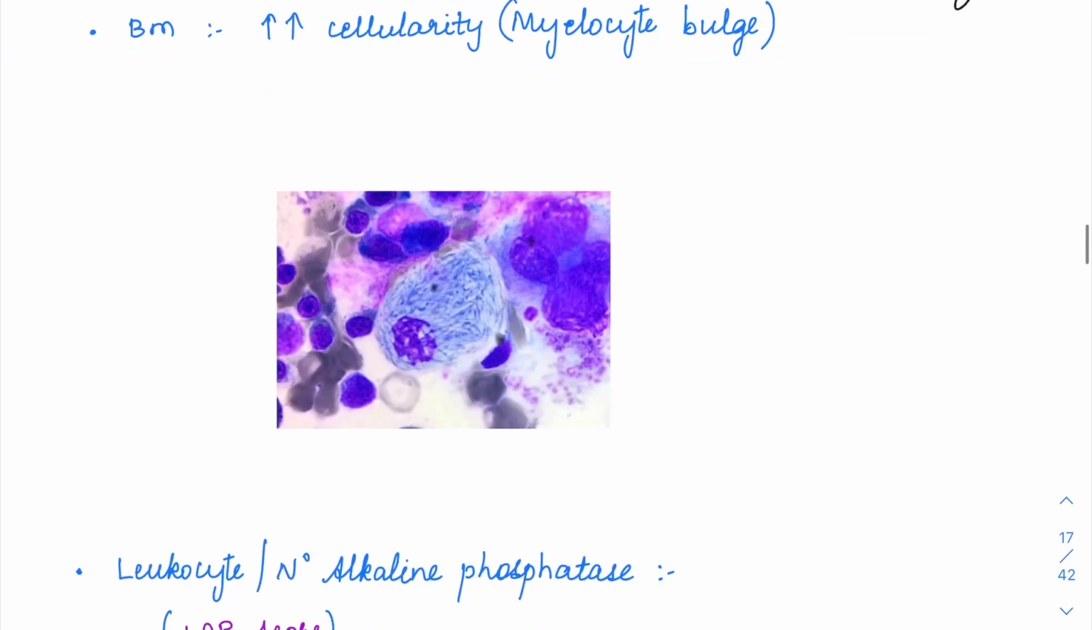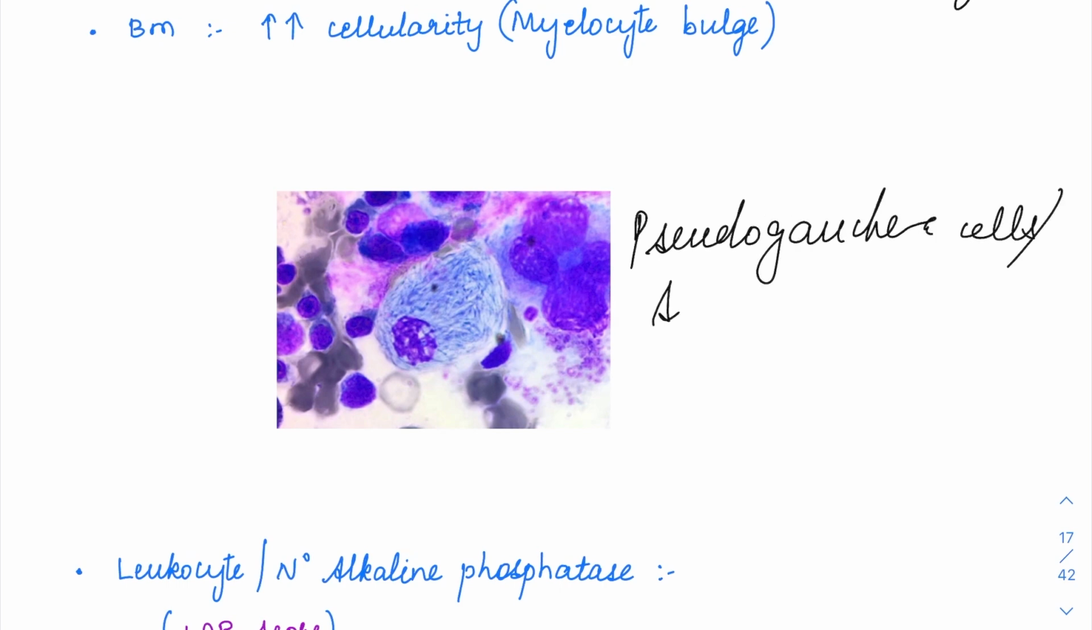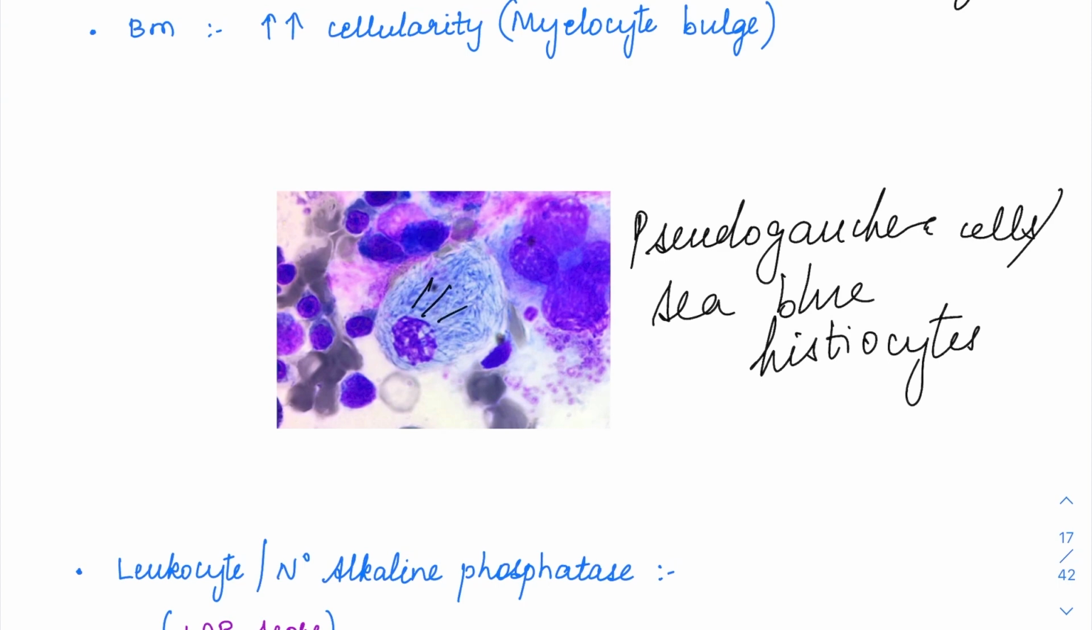with the myelocyte bulge over here. Apart from that, this kind of cell, which is called the pseudo-Gaucher cell. So in genetics, we were discussing, right? So these pseudo-Gaucher cells or sea blue histiocytes can also be seen in bone marrow. So these are nothing but histiocytes.